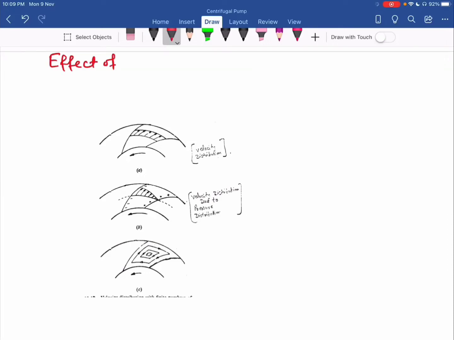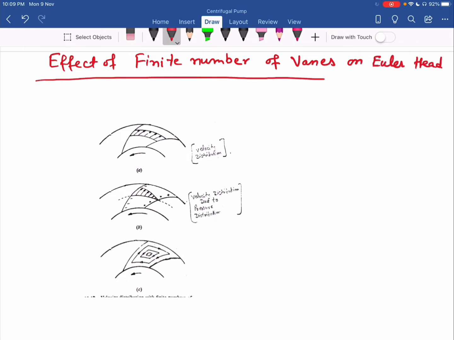Effect of finite number of vanes on Euler head. So till now, our assumption is in an impeller we have infinite number of vanes. So accordingly, we develop a formula for Euler head of a centrifugal pump. So now we see if we have a finite number of vanes in the impeller, then what is its effect on the Euler's head?